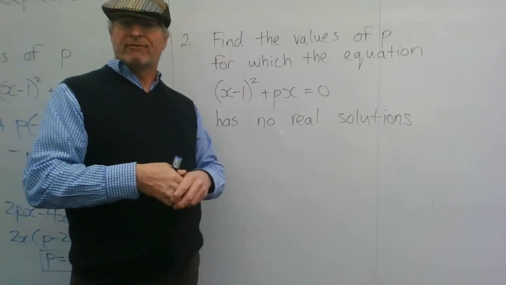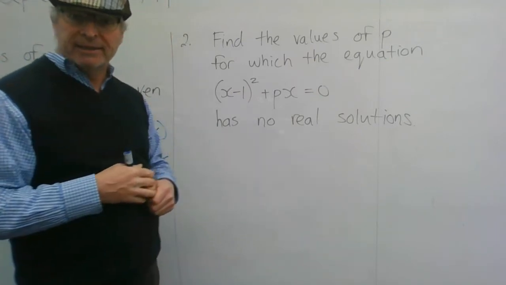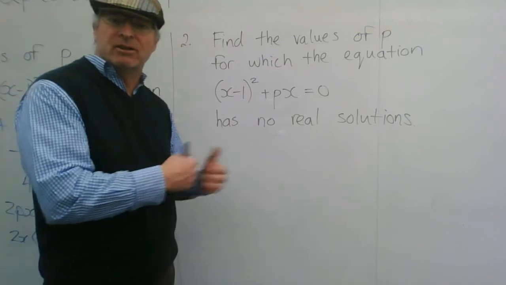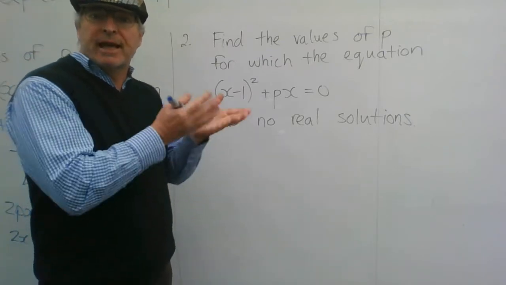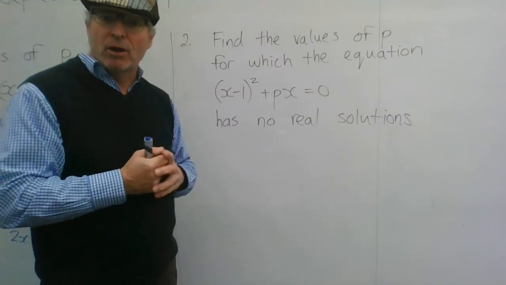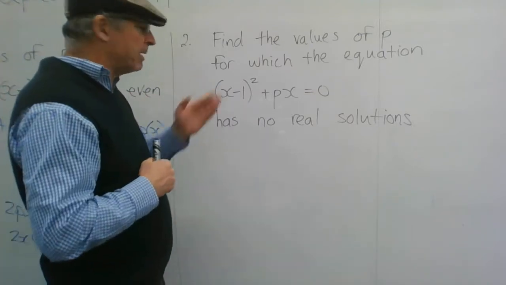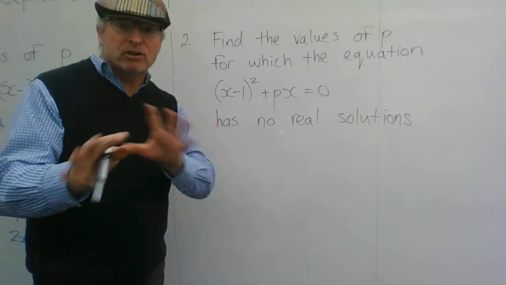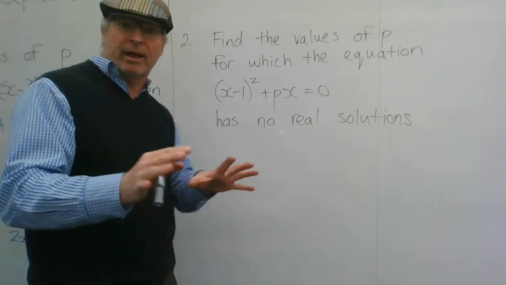We could also look at the vertex. We could find what the y value of the vertex is in terms of p, and as long as that's sitting up above the x-axis, then it's going to have no real solutions, and that is because it's a happy parabola. If it was a sad parabola, I'd want to have it down below. So I might try those two different methods and see what I come up with.